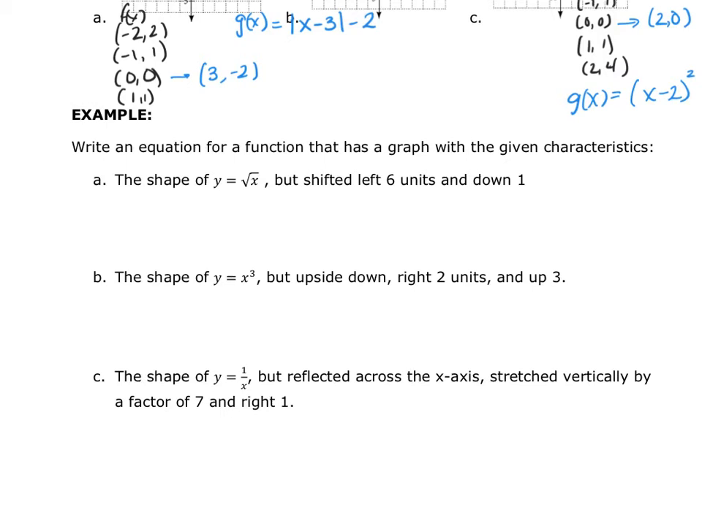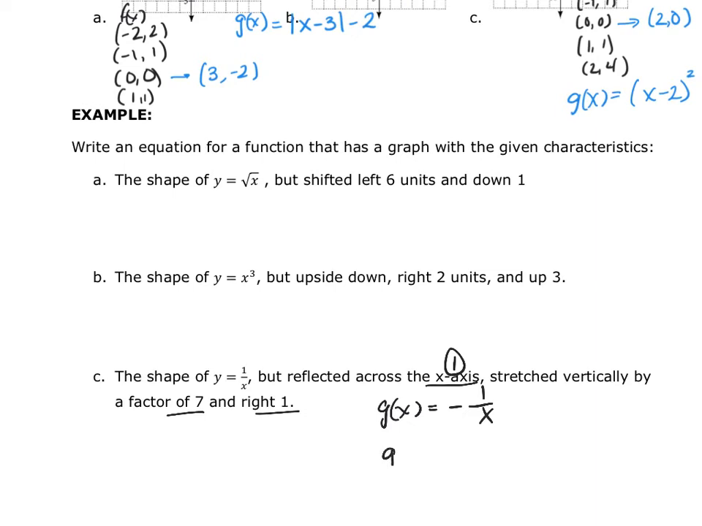C? Okay. So C, my parent function is the reciprocal function. So g of x is my new function. I need to make sure it's reflected across the x-axis. So reflection across the x-axis is outside of the function. I needed to stretch vertically by a factor of 7, and I need to go right 1. So the negative outside of my function takes care of this part.